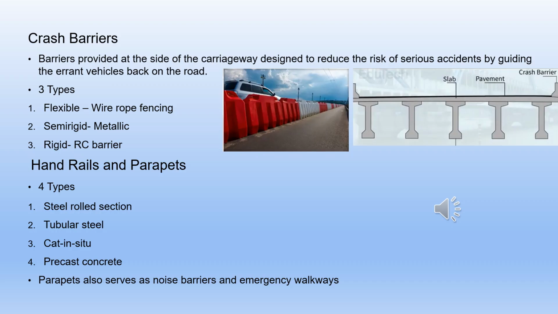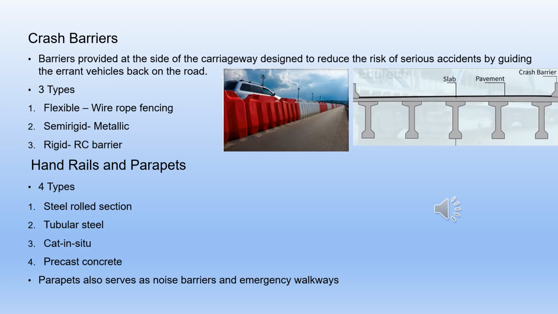A crash barrier is a barrier provided at the side of the carriageway, designed to reduce the risk of serious accidents by guiding the errant vehicle back on the road. Crash barriers shall be of the following types: flexible, semi-rigid, and rigid. Flexible barriers are yielding types such as wire rope fencing.